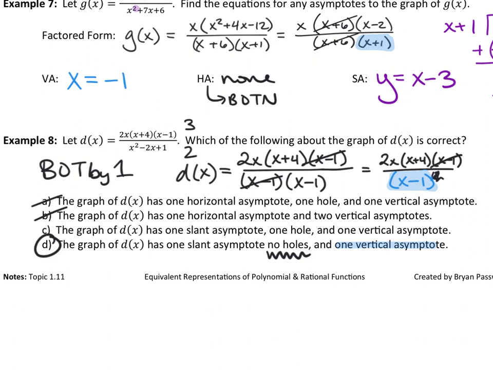Tricky, tricky. So yes, it needs to fully cancel. However, if that factor is still in the denominator, it's a vertical asymptote, not a hole.